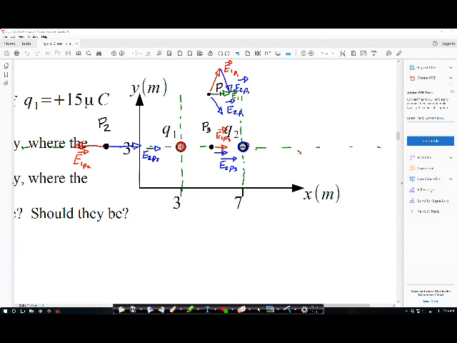And the last point to consider would be some point to the right of both charges. I'll call this P4. And in this case, the electric field from Q1 is again going away. So away from Q1 now is to the right. So that's E1 at point 4. And the electric field from the second charge, Q2, is going towards that negative charge. So this is E2 P4.